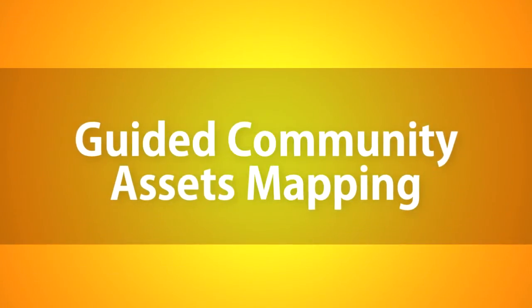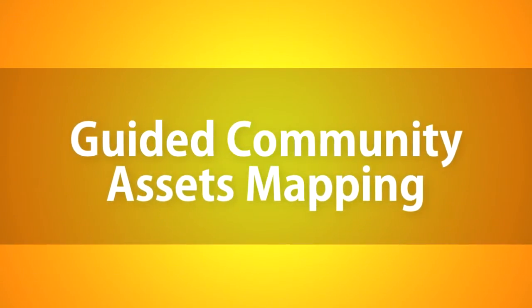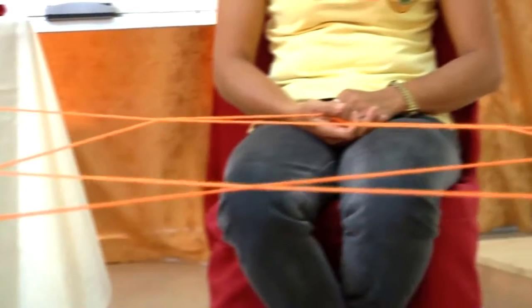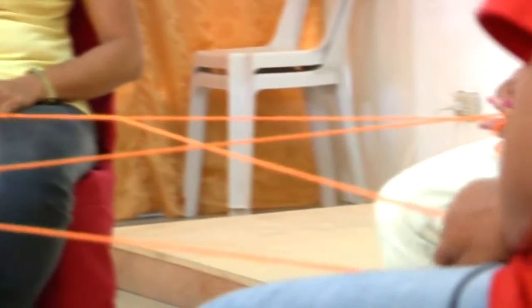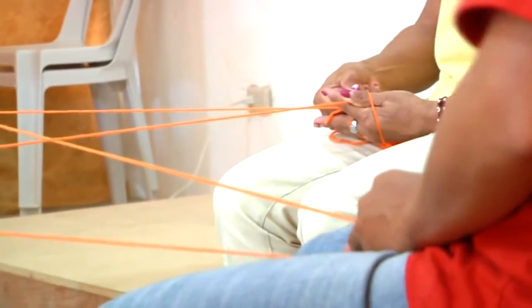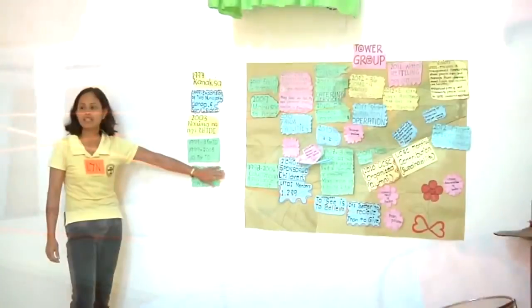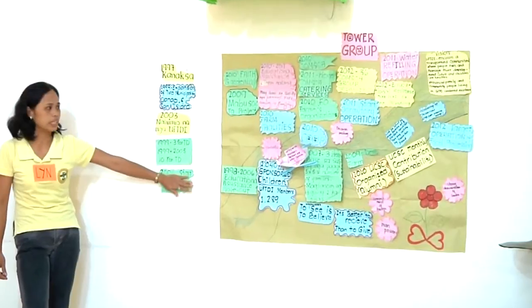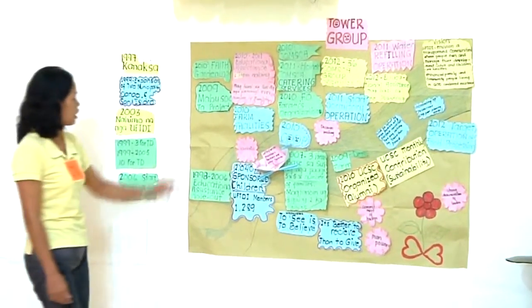Guided Community Assets Mapping. This tool was developed to guide a community in mapping their resources that they deem essential in their journey to reach their aspirations. The output of the Revisiting a Vision tool will be used here.